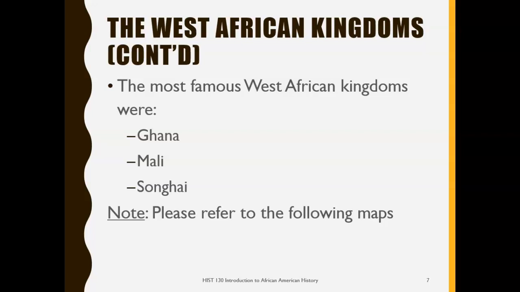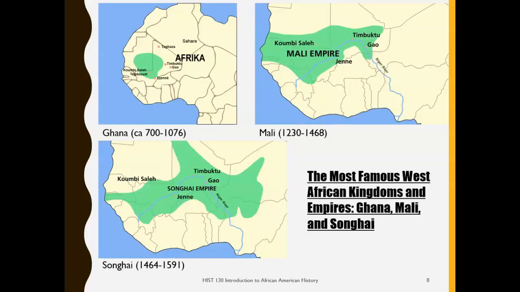The most famous West African kingdoms were Ghana, Mali, and Songhai. The maps of these kingdoms were empires. If they are small, they are just kingdoms, but if they become large, they are called empires. So the maps of these West African kingdoms or empires will be shown on the next slide, along with the time frames of their existence.